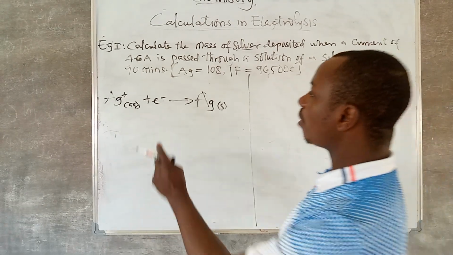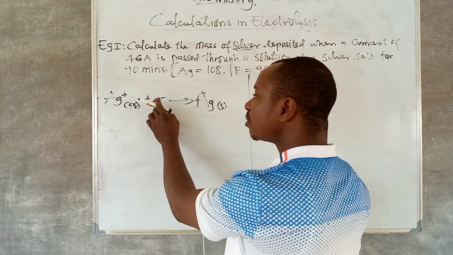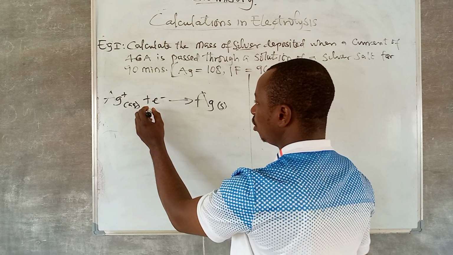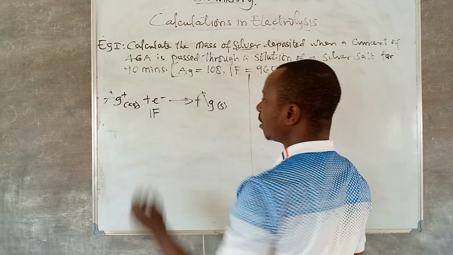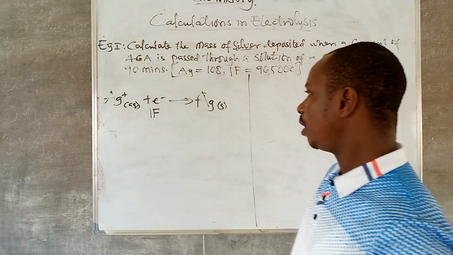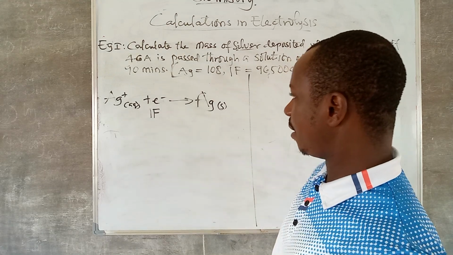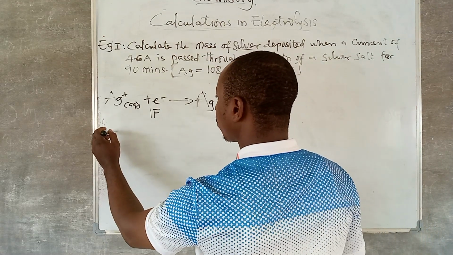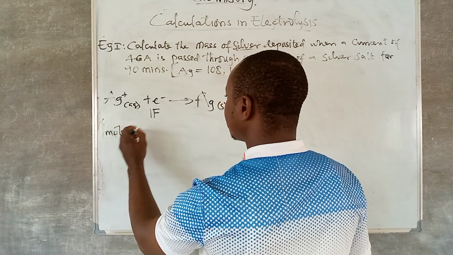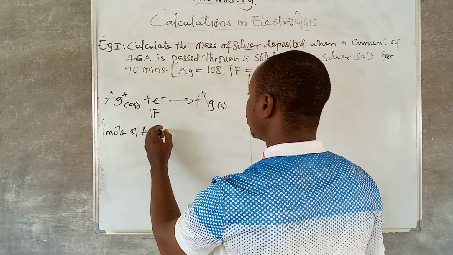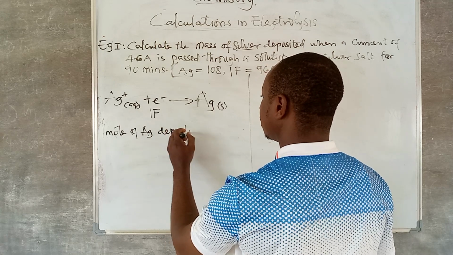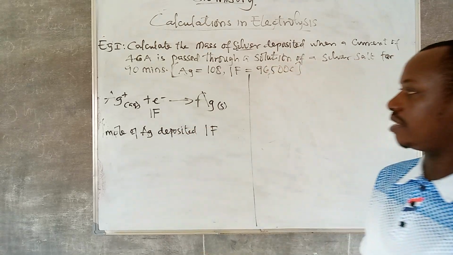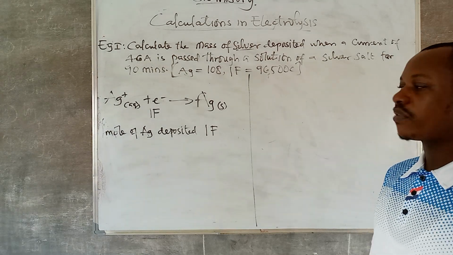If you watch very well, silver is depositing 1 mole of electron, which is the same thing as 1 Faraday. If you followed the last video, it is 1 Faraday. So this simply means that 1 mole of silver deposited 1 Faraday of electricity.